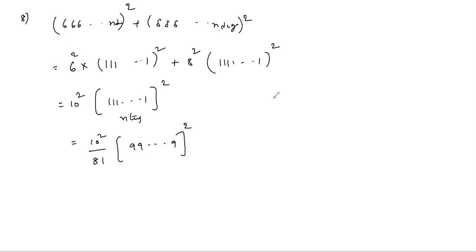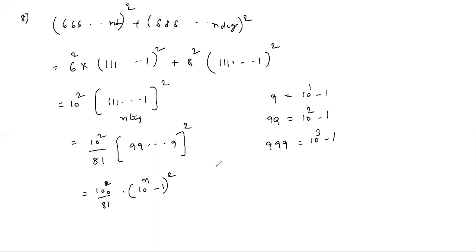So what do you write? 9 is 10 power 1 minus 1. 99 is 10 square minus 1. 999 is 10 cube minus 1. N 9s is 10 to the power n minus 1. This one is 10 to the power of n minus 1 whole square. But I think it is not an option. 4 by 9.